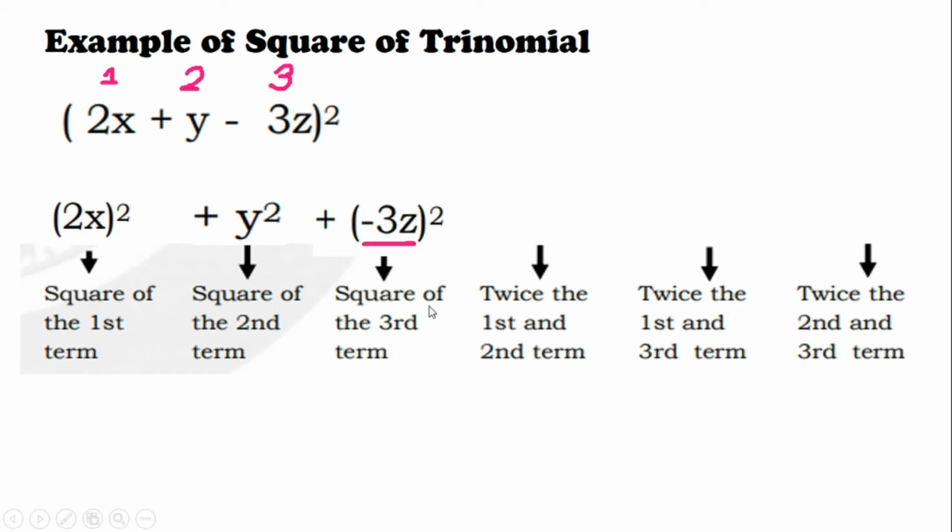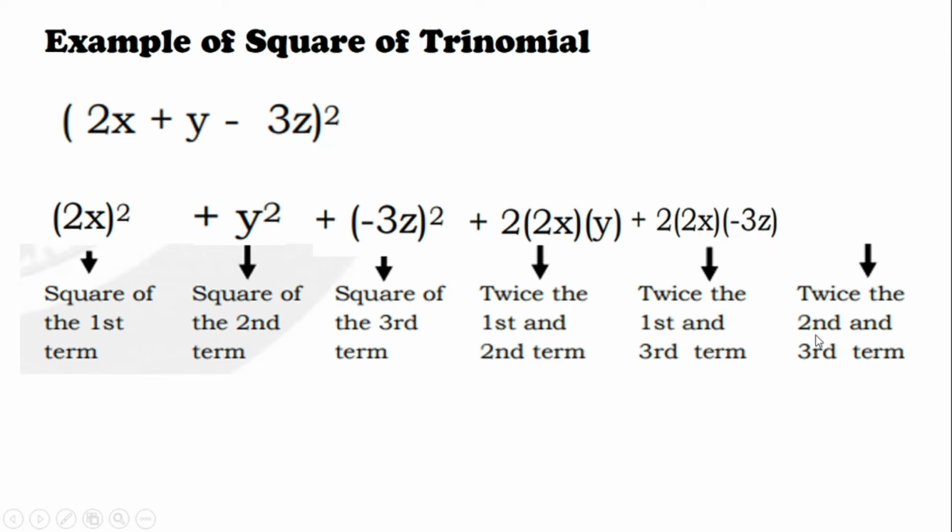Okay? And after that is twice. Just like what we did earlier, twice the first and second term, where the first term is 2x and the second is y. So, we multiply their product by 2. 2 times first term, second term. Okay? And the next one is also times 2, the first term 2x and the third term negative 3z. And last, twice the second term times the third term, negative 3z.